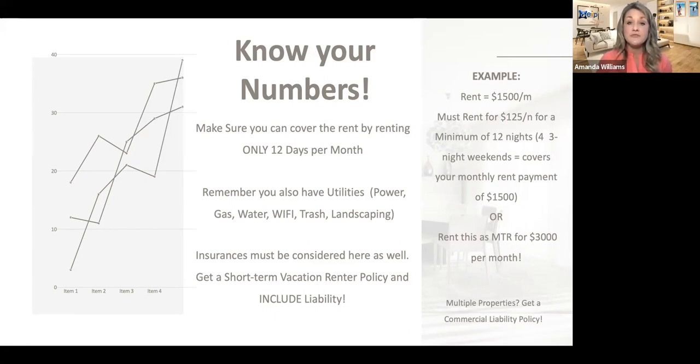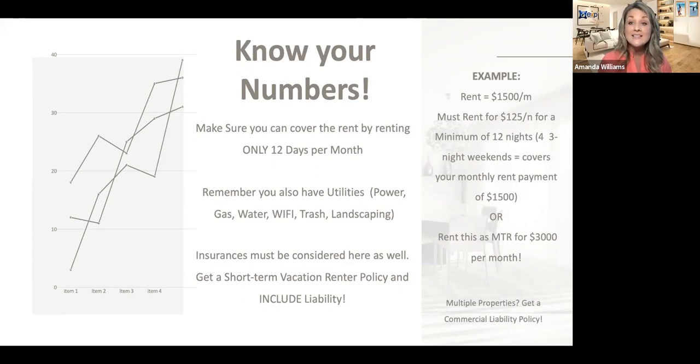Now, this is 4 3-night weekends. I do not rent for anything less than 3 nights. Some of my properties are no less than a week. And so this will cover at least your monthly rent payment. Now, you could also do more of a midterm rental with this. And if I'm paying $1,500, then I need to be able to get at least $3,000 a month for that same property, renting it out as a fully furnished, all utility included property.